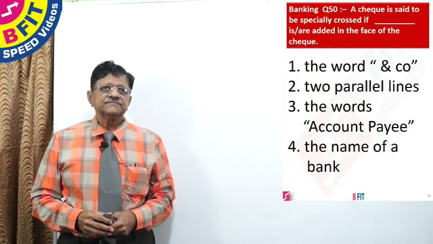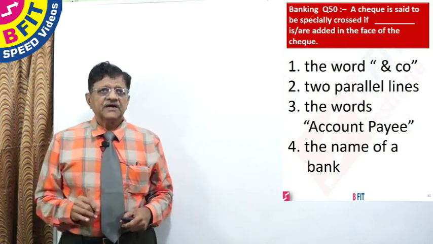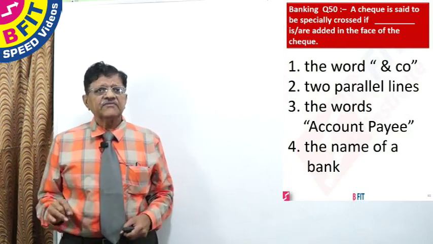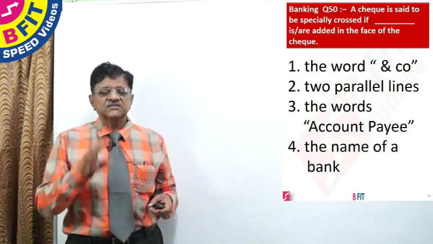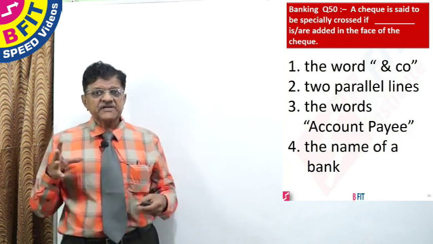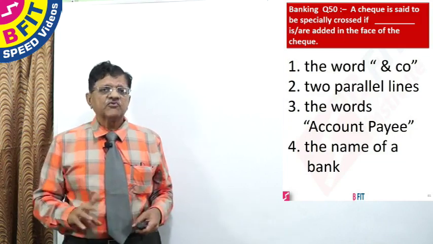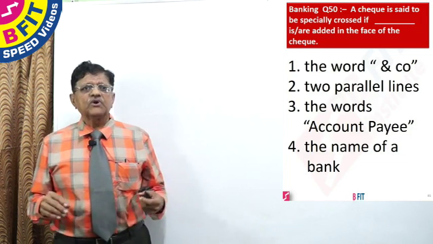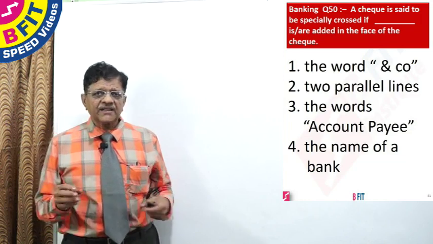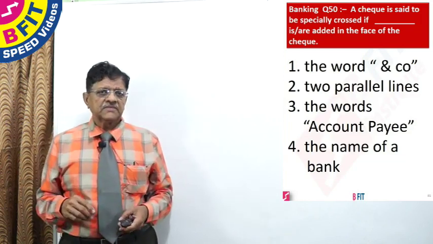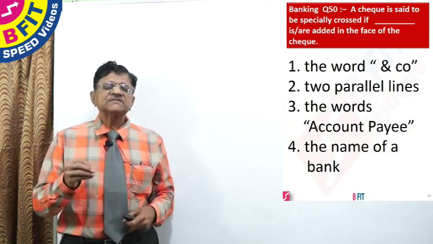The next question is, a check is said to be specially crossed if dash is added in the face of the check. What is this specially crossed? How do you make a check specially crossed? The options given are: if you add the word "& Co.", if you draw two parallel lines, if you add the words "Account Payee", or if you add the name of your bank. What makes it a special crossing?